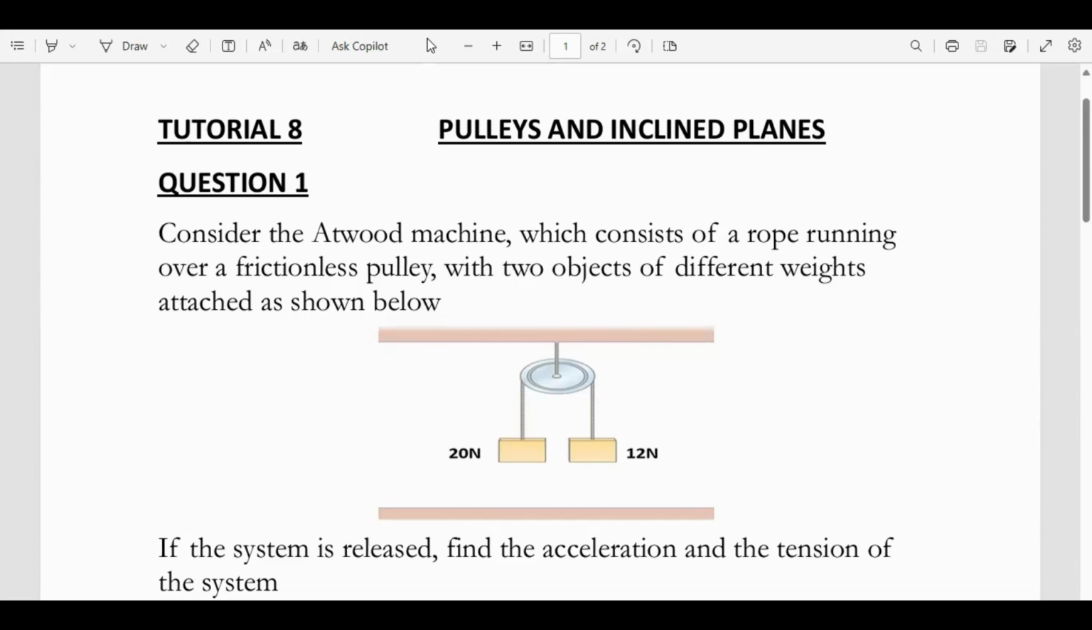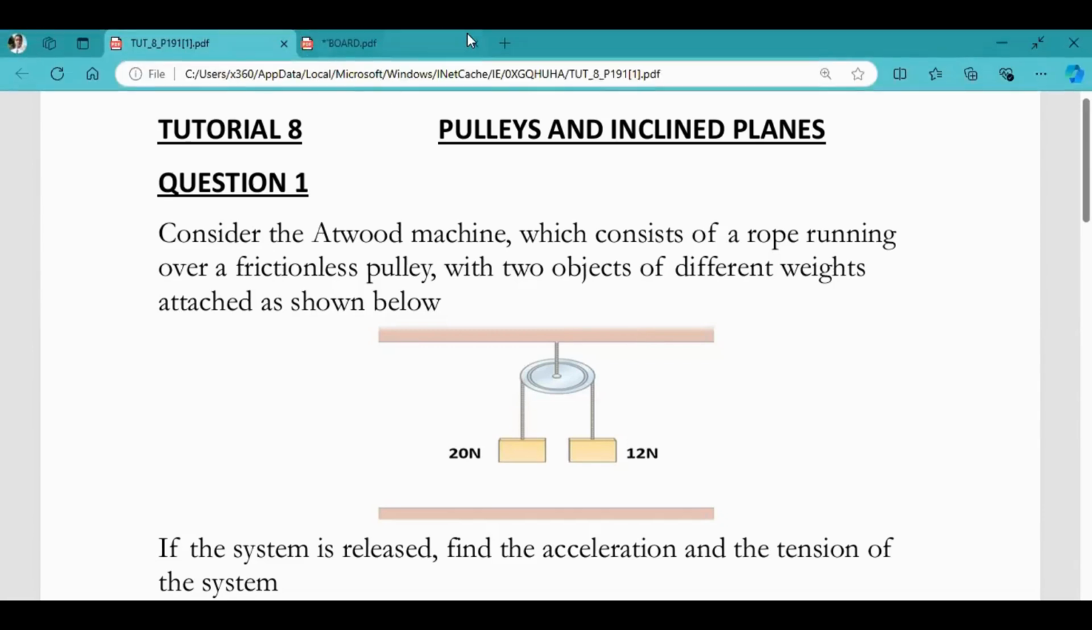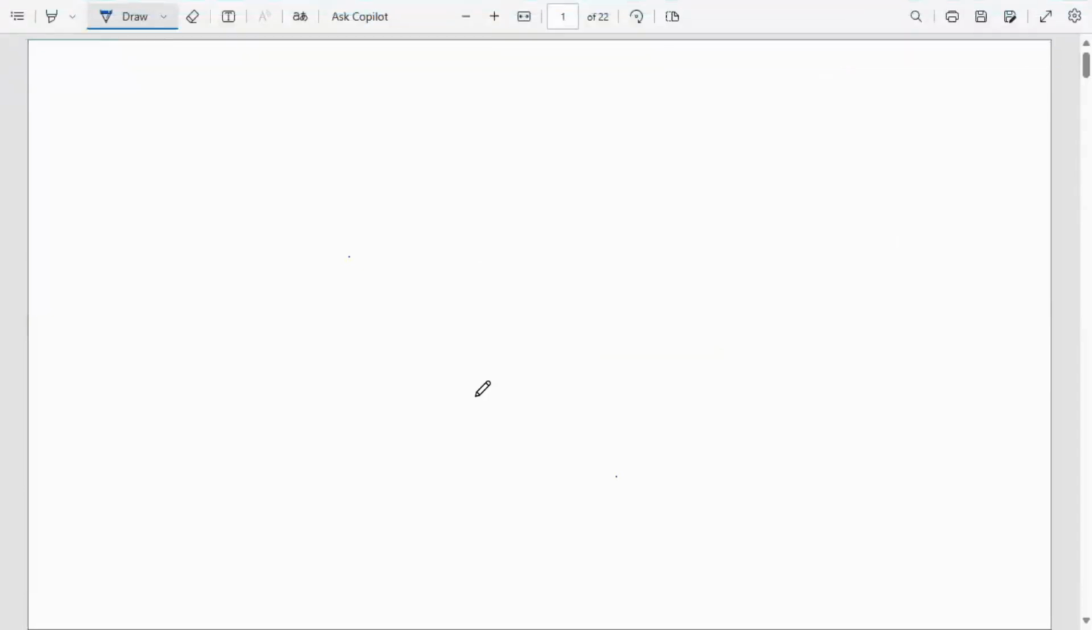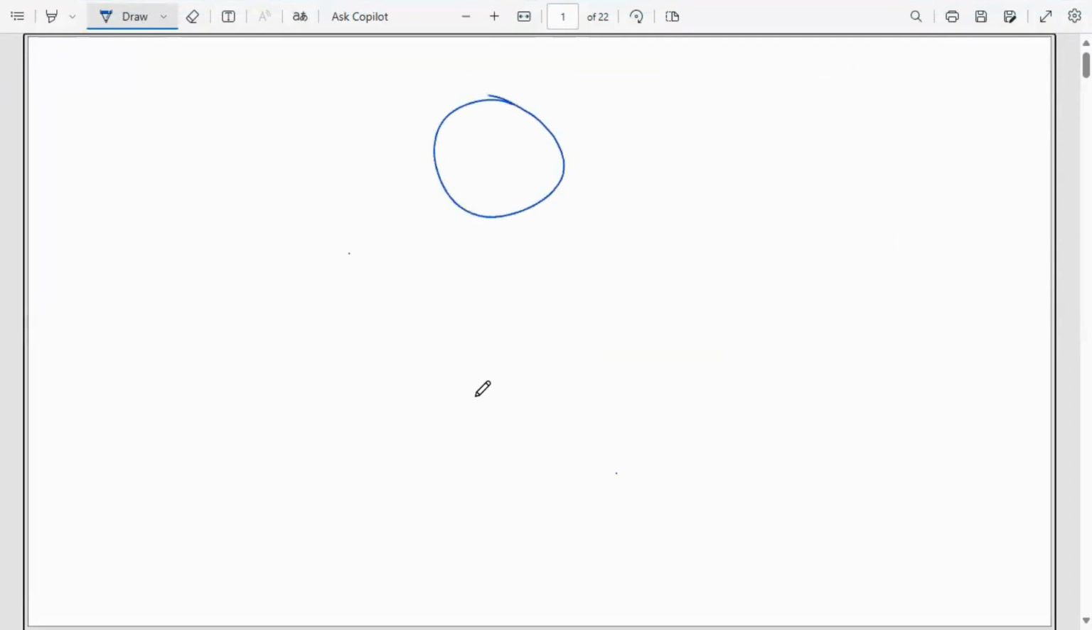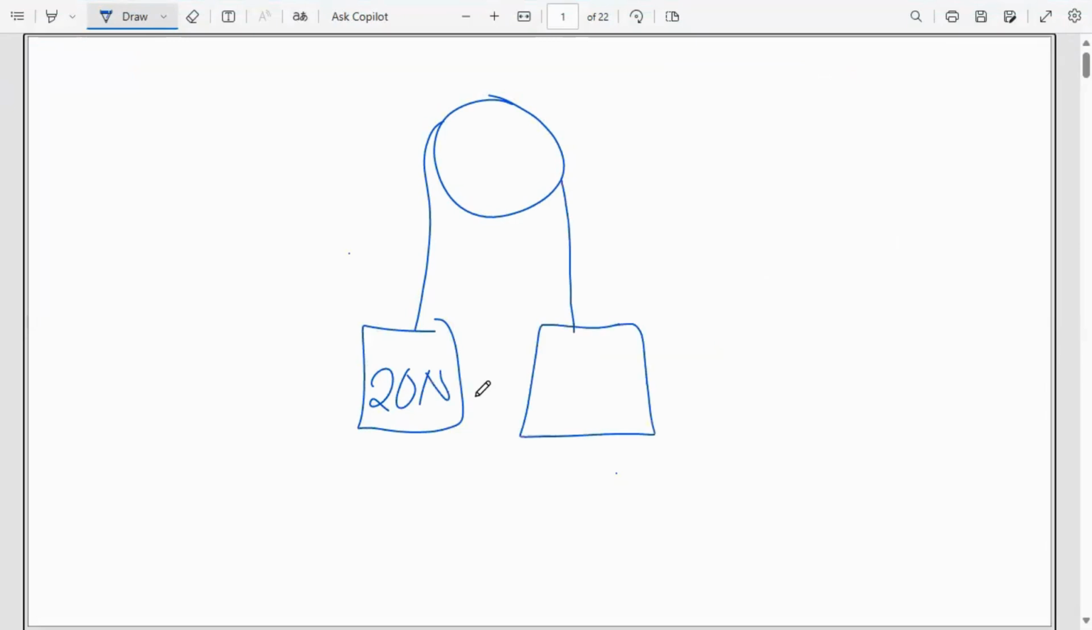So the first thing first, as a physics student, let's bring down our free body diagram. So my free body diagram is my frictionless pulley here. Then I have 20 newtons here, and I have 12 newtons there. Okay, so if this is my frictionless diagram, they've told us it's initially at rest and it is released.